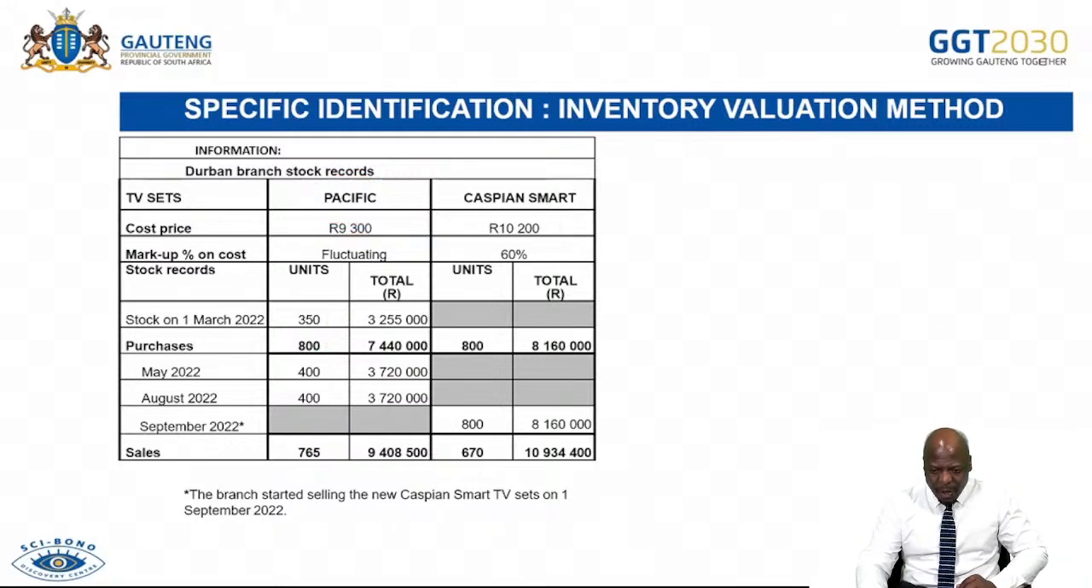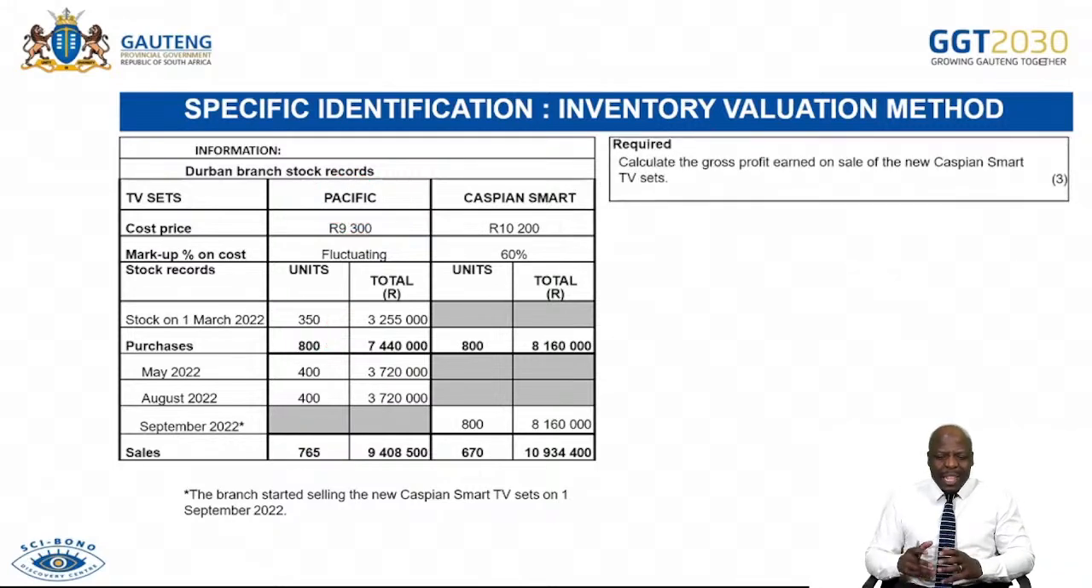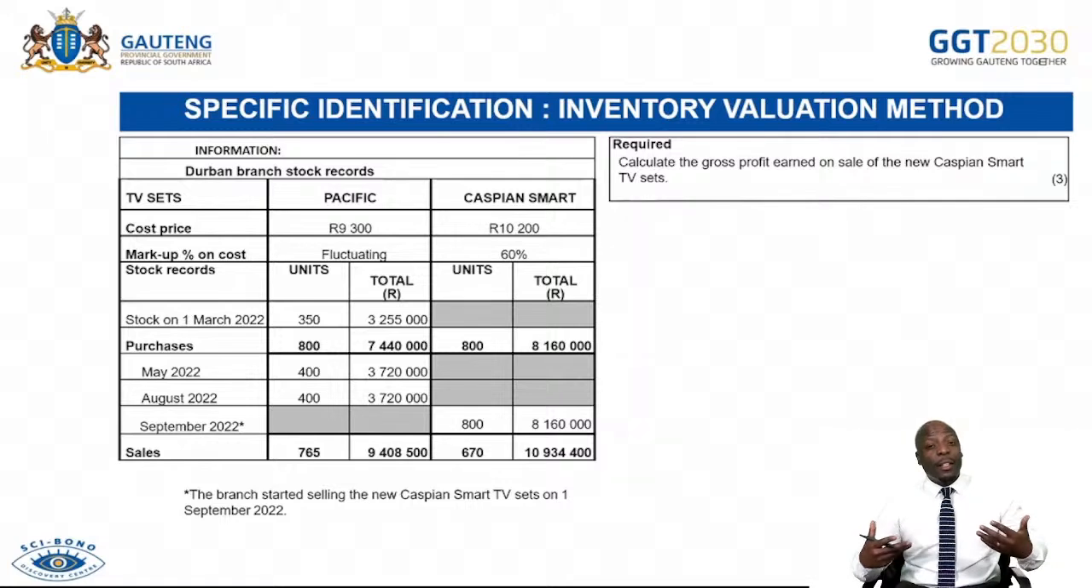Okay. The next one, calculate the gross profit earned on the sale of the new Caspian Smart TV sets. All right. We want to calculate the gross profit. I'm going to show you two methods. Remember, in the exam, you don't do both methods. You choose one which is good for you. If it's shorter, then better, so that you can save time for other challenging questions.